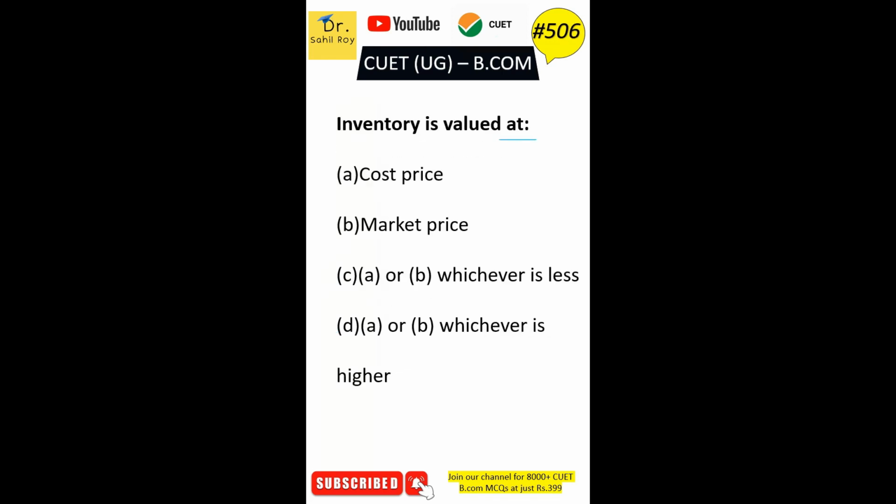Inventory is valued at dash. Option A cost price, option B market price, option C A or B whichever is less, option D A or B whichever is higher. इस क्वेश्चन का सही आंसर है ऑप्शन C यानी cost price या market price whichever is less. Option C is the correct answer.